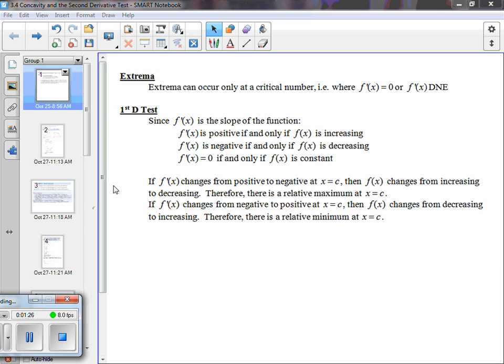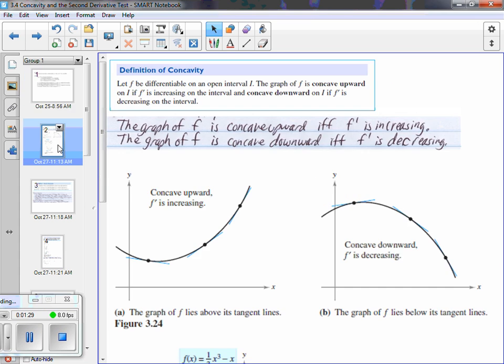All right, so let's go on to what the second derivative can do for us. The first thing we're going to talk about is concavity. The definition of concavity on page 190. Let f be differentiable on an open interval. The graph of f is concave upward on that interval if the derivative is increasing on the interval. The graph of f is concave downward on the interval if the derivative is decreasing on the interval.